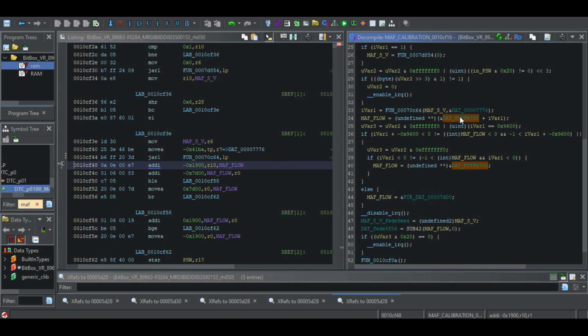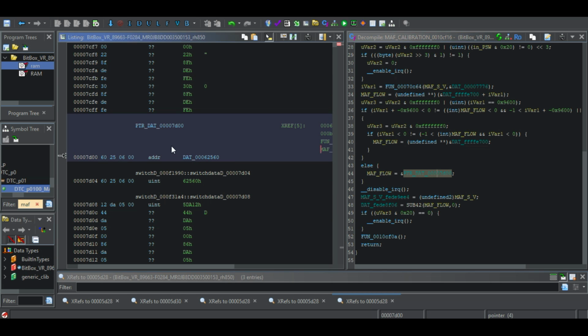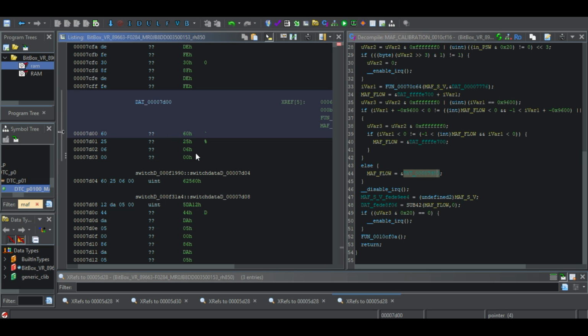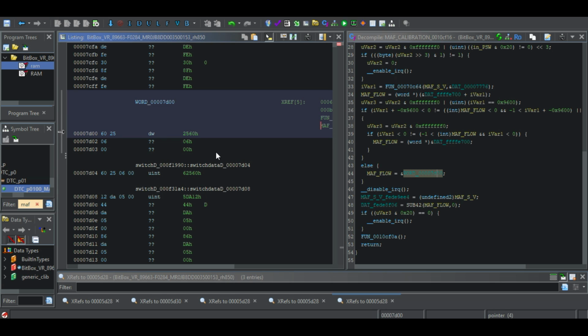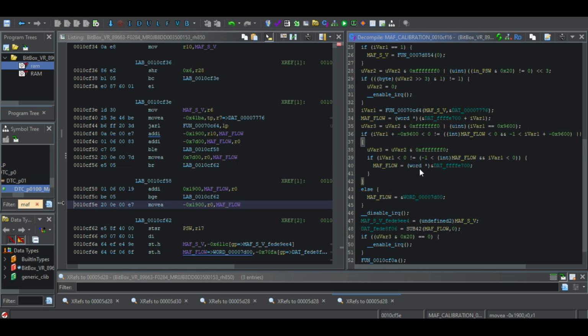We need to see what is going on with this 700. Probably MAF flow, 602506 or 2560. Probably a 16-bit, so 2560. So that's going to be its default flow while DTC, I guarantee you.